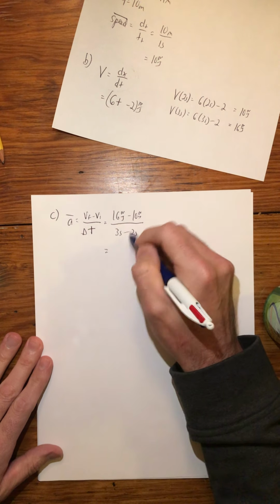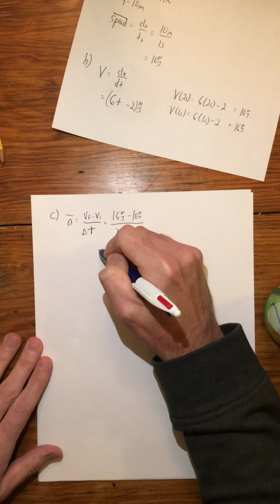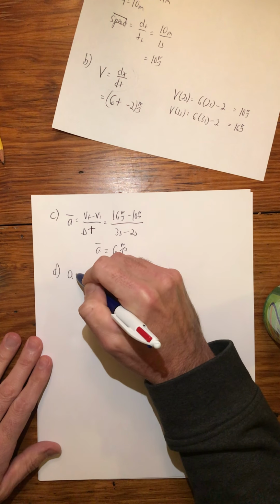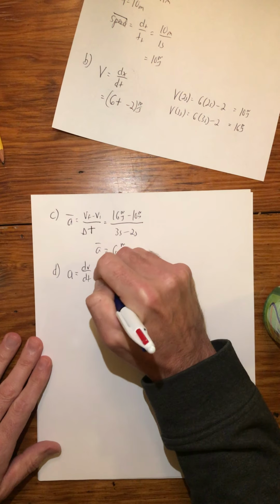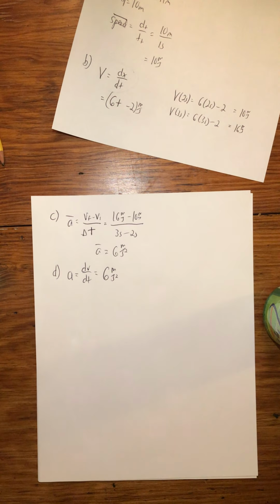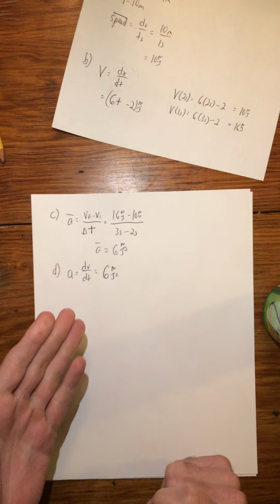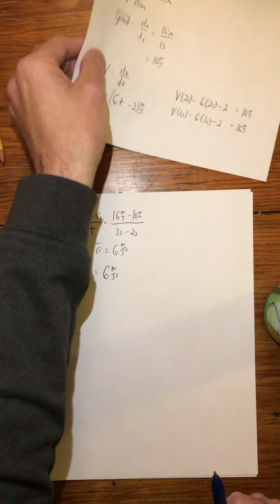I've got 6 over 1 seconds, or 6 meters per second, and that's my average acceleration. And then for d, I want the instantaneous acceleration, so I'm going to go back and do a is equal to dv/dt, and once again, I just get 6 meters per second squared. Here, the average acceleration is the same thing as the instantaneous acceleration at each point because it is a constant acceleration.